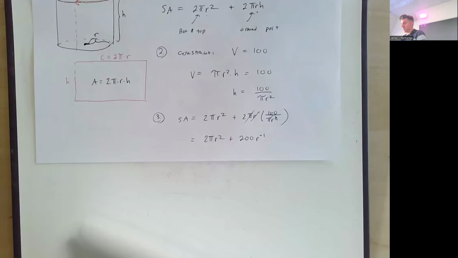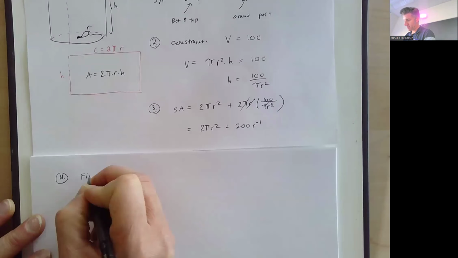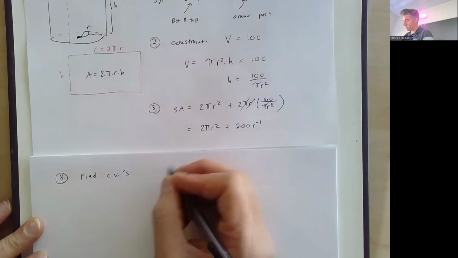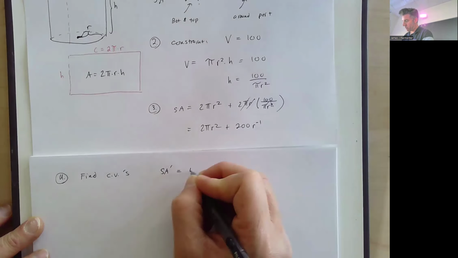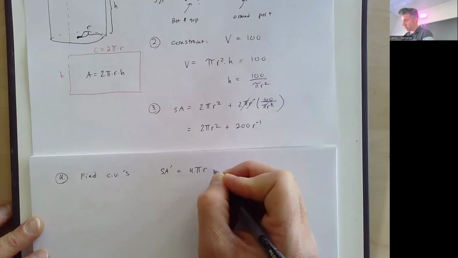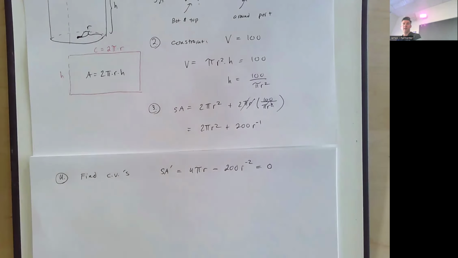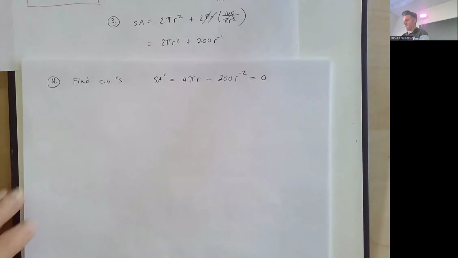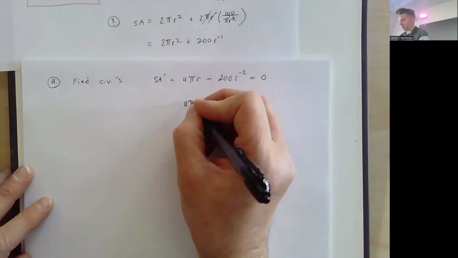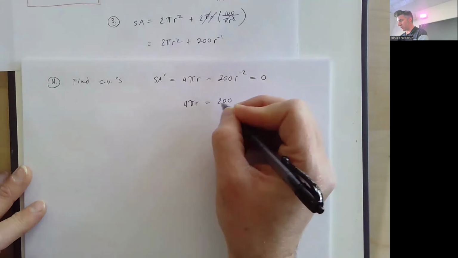Now we're going to find the critical values. So we're going to take the derivative. S surface area prime is equal to 4 pi r minus 200 r to the negative second. And I will warn you, this is where the numbers are going to get a little bit gross. So here's how I would deal with this. I would rewrite this as 4 pi r equal to positive 200 divided by r squared.